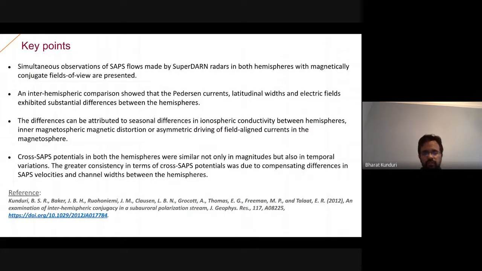So again, the key takeaway from the study is that simultaneous observations of SAPS flows can be enabled by SuperDARN radars in both hemispheres that have magnetically conjugate fields of view. And interhemispheric comparison showed that there were significant differences between latitudinal widths and electric fields between the hemispheres, perhaps associated with seasonal differences in conductivity and other factors, such as magnetic field distortion or asymmetric driving of the field aligned currents.